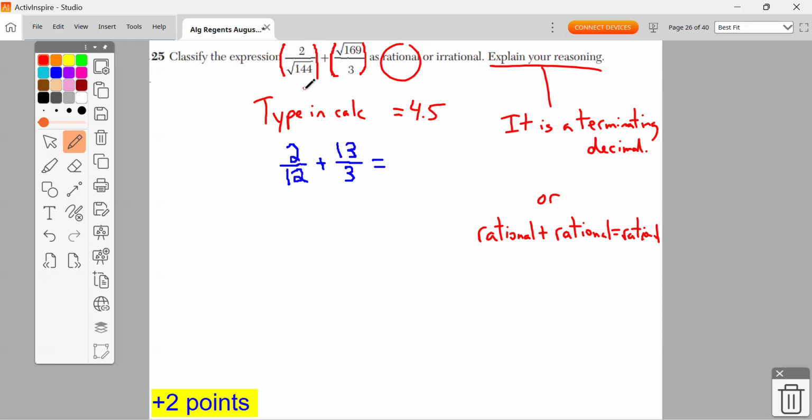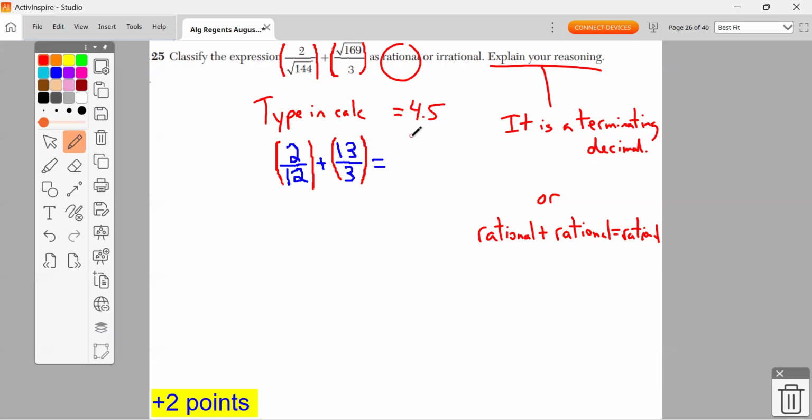Even if you change the radical 144 into 12 and radical 169 into 13, and you go to type it into a fraction like this, always be safe and type it in with parentheses around the fractions. When you do that, you should get 4.5 if you typed it in correctly. 4.5 is a terminating decimal. Therefore, it is rational.